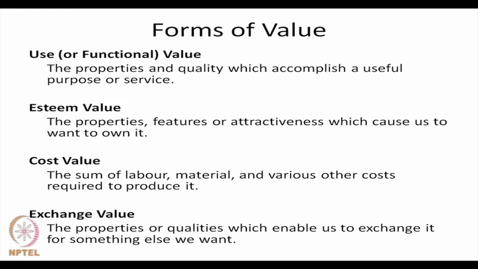Then there are 2 other types of value. One is cost value and the fourth is the exchange value. Cost value is nothing but the sum of the labor cost, material cost and other overhead costs required to produce it. So, from the manufacturer's point of view, cost value is important, but from the user's point of view, it is the use value and the esteem value which is important, but at the same time he pays for something, and that is the exchange value. The properties or qualities which enable us to exchange it for something else that we want.